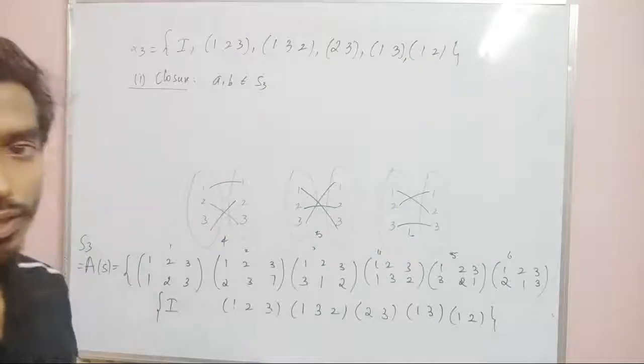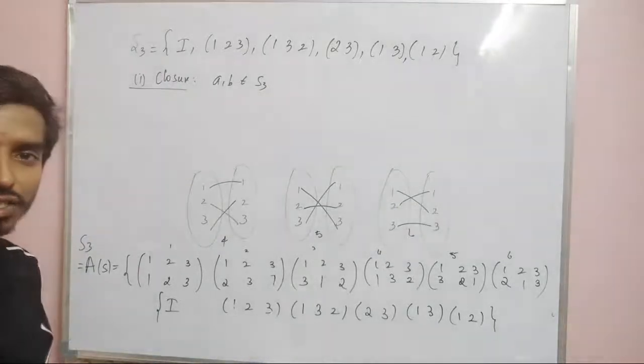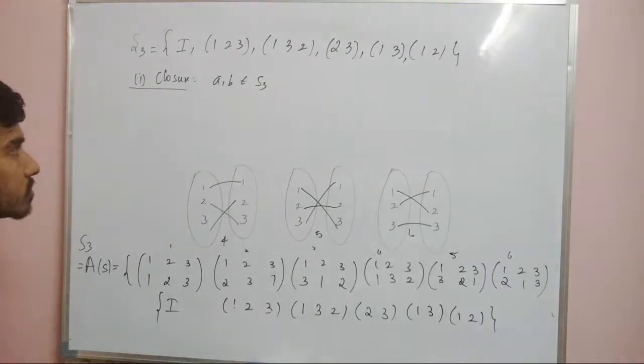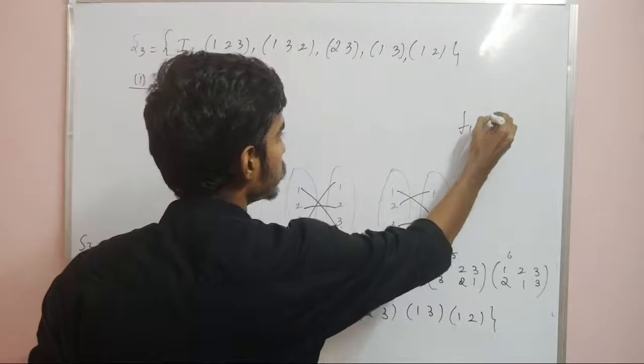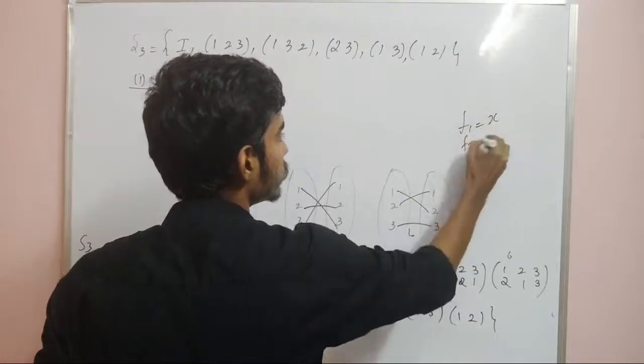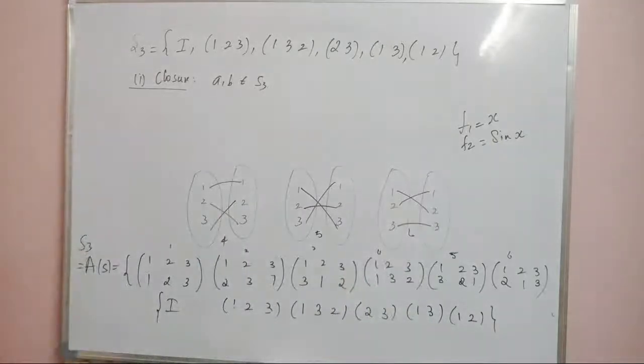What is the difference between product and composition? That is very elementary, right? Product means multiplication, composition means composition. That's a 10th standard level. So if we have f1 equal to x, f2 equal to sin x, someone is asking what is the difference between composition and product of functions.